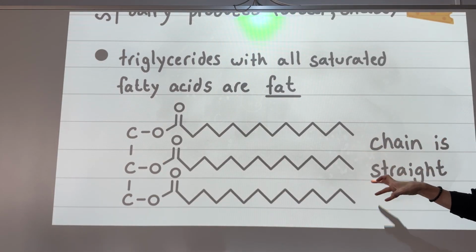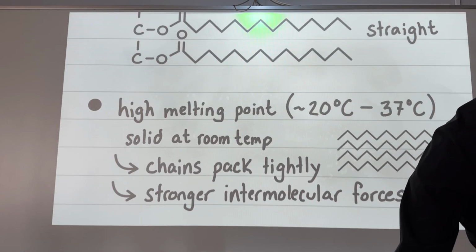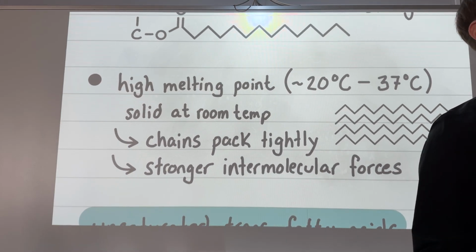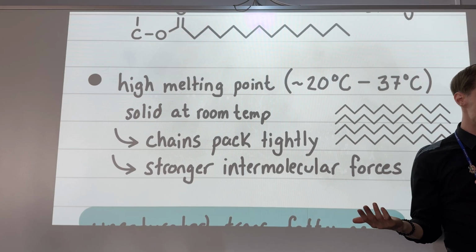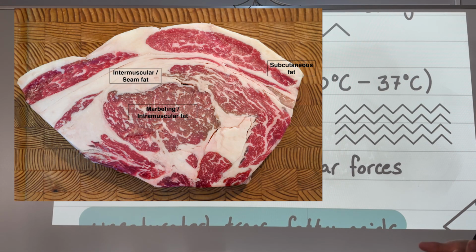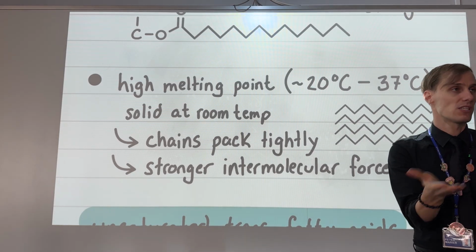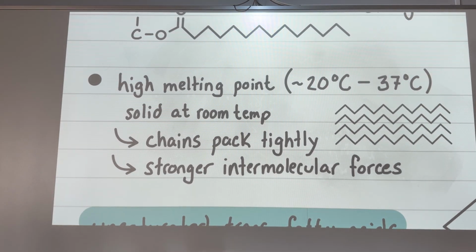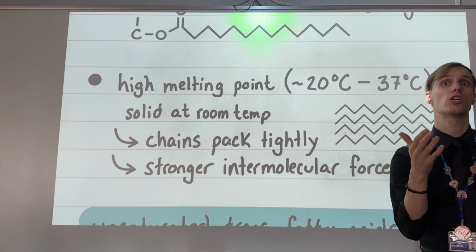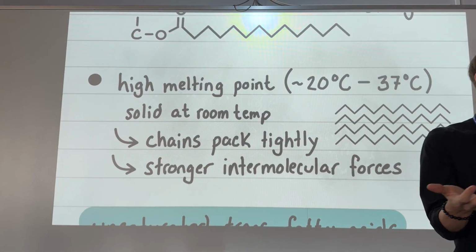Fat, in this case, is solid at room temperature. And this should not be really surprising. If you've seen steaks, if you've seen chicken, any fat that you see, well, it's solid. It's usually slightly rubbery or slightly chewy. You can see it's usually whitish or yellowish in coloration. It's solid at room temperature.